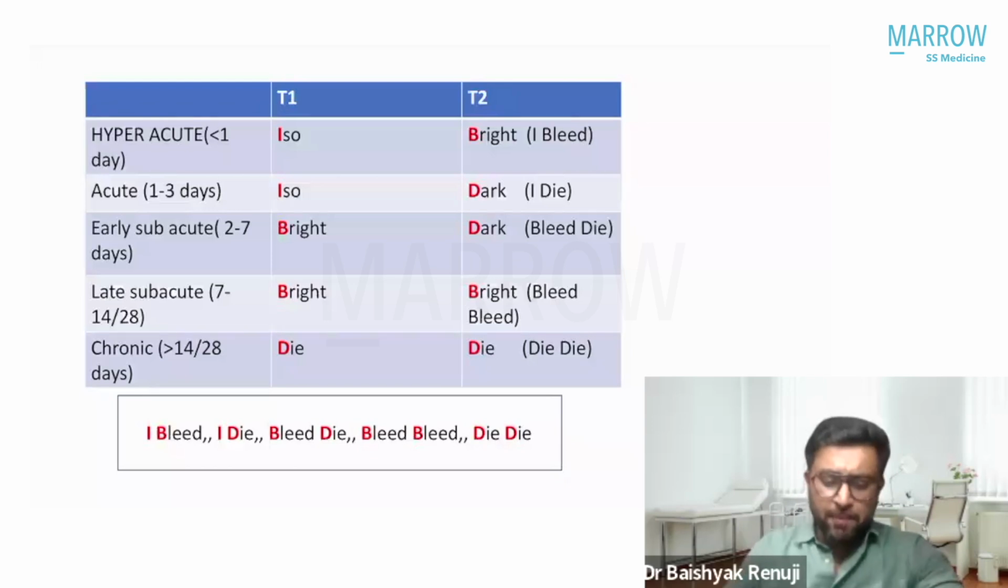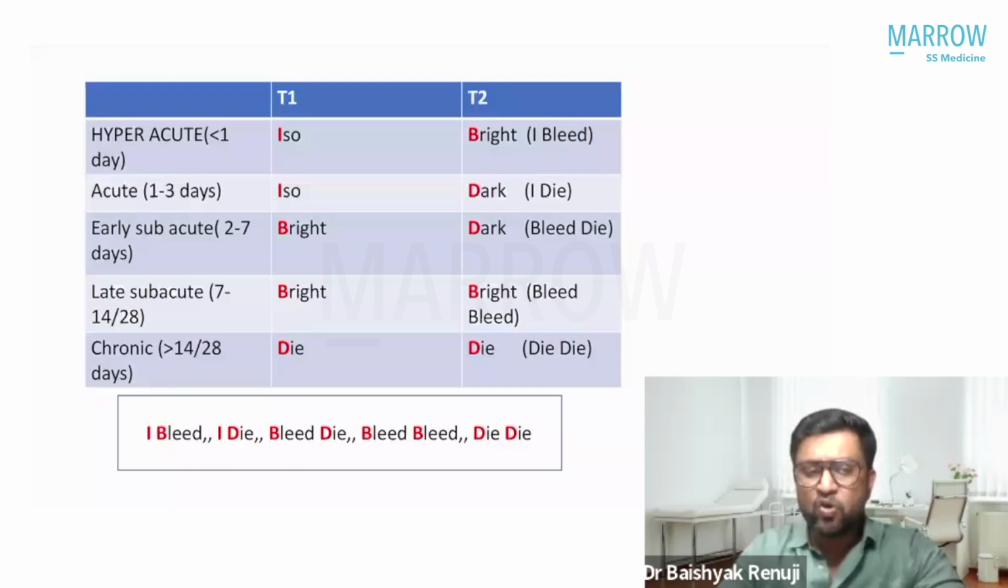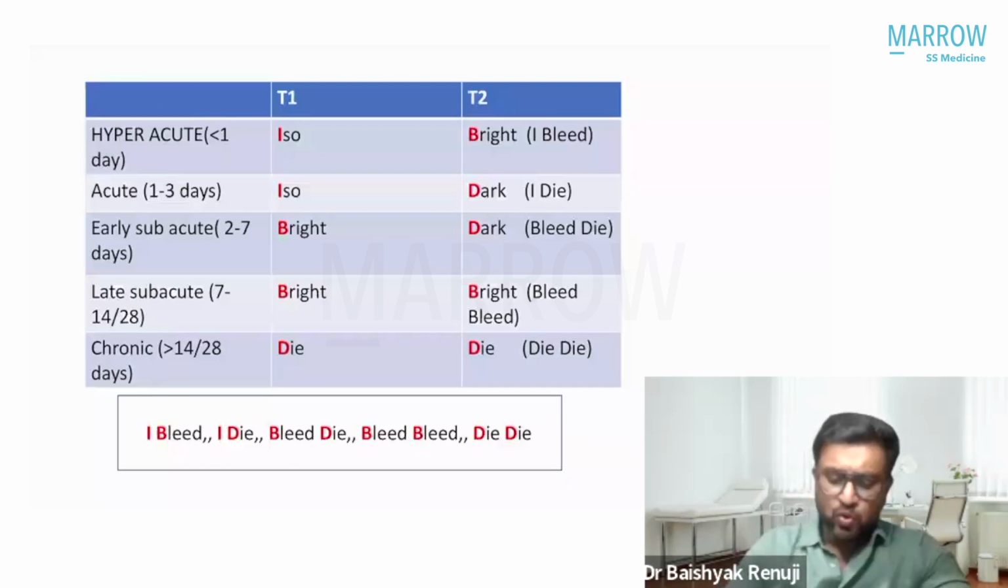So you have hyperacute stroke, acute, early subacute, late subacute, and chronic. Hyperacute is within 1 day, acute is 1 to 3 days, early subacute is up to 1 week, late subacute is 14 to 28 days, almost 1 month. Chronic is more than 1 month. So T1, I bleed, means T1 is iso to spinal cord and T2 is bright, that is hyperacute. Acute means T1 is iso, T2 is dark.